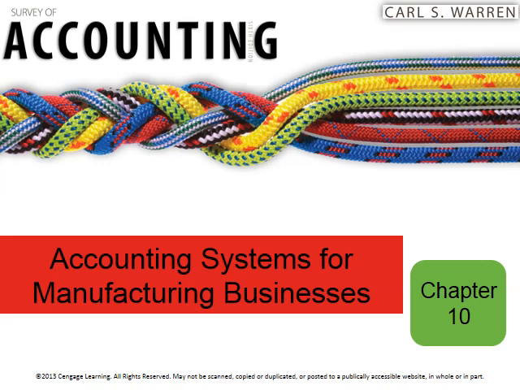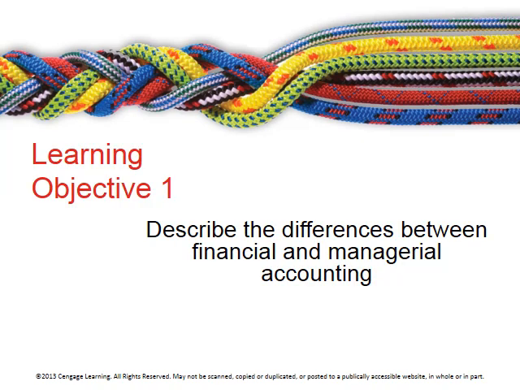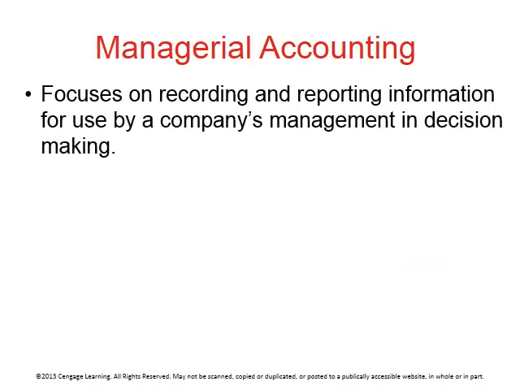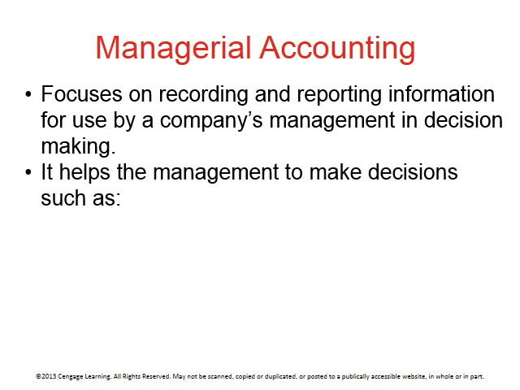Chapter 10, accounting for manufacturing. We're going to look at the difference between managerial and financial. So managerial accounting focuses on internal decision making, whereas financial accounting focuses on external reporting.